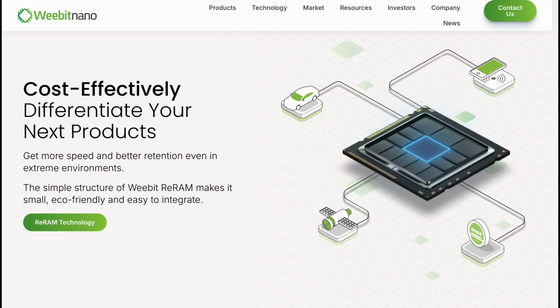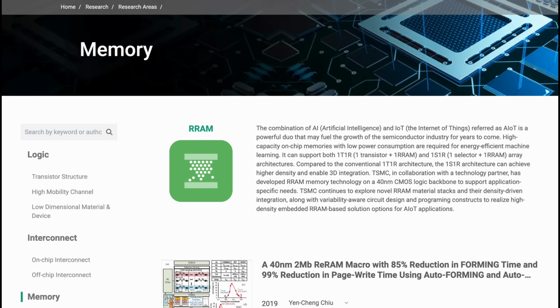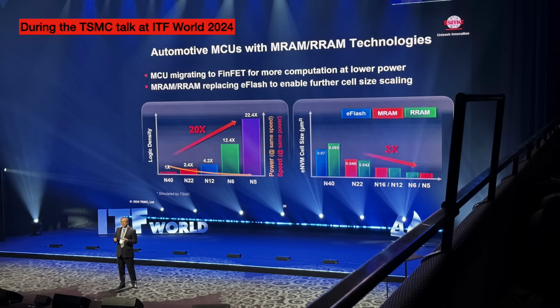There's one called Weebit Nano from Israel that shows up a lot in the literature. They've been around for over 10 years, licensing ReRAM IP to customers for end-user products. TSMC offers it as an option for customers too. They have published a few papers on the technology, though far fewer than what they have on MRAM. It seems like TSMC and Samsung are positioning both technologies as potential successors to eFlash, especially in the automotive MCU space. There are others, like the aforementioned phase change RAM and ferroelectrics, that might have a shot, but I think STT-MRAM and ReRAM are the leaders.